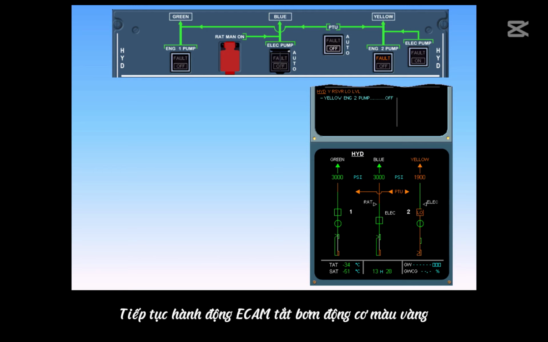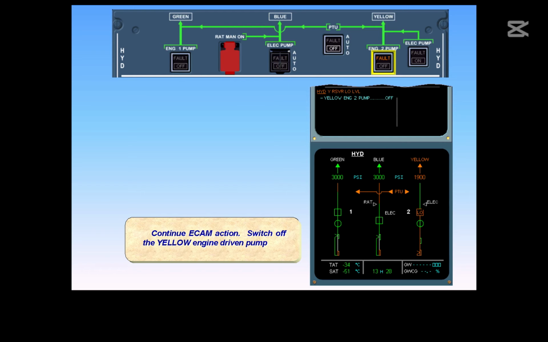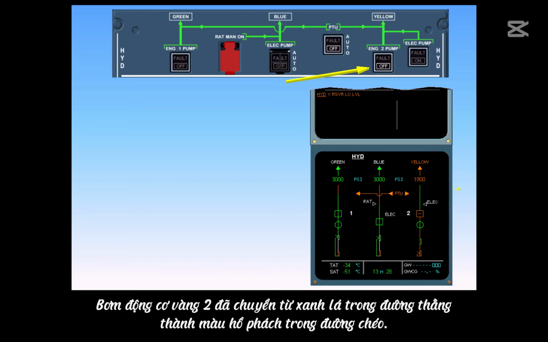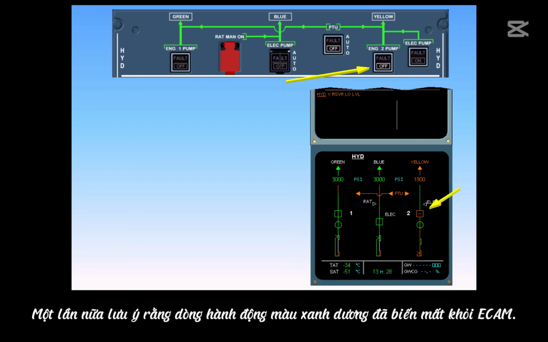Continue ECAM action. Switch off the yellow engine-driven pump. The following indications show that the yellow engine 2 pump has been switched off. Push button switch off light. ECAM hydraulic page yellow engine 2 pump has changed from green inline to amber crossline. Again note, the blue action line has disappeared from ECAM.